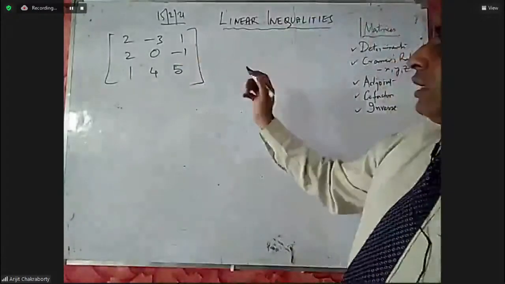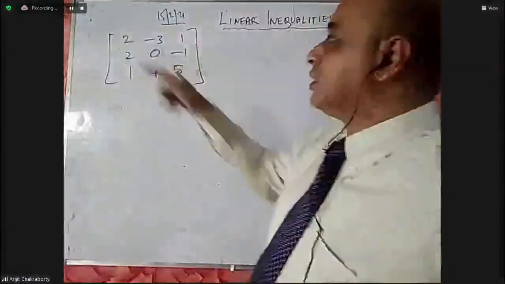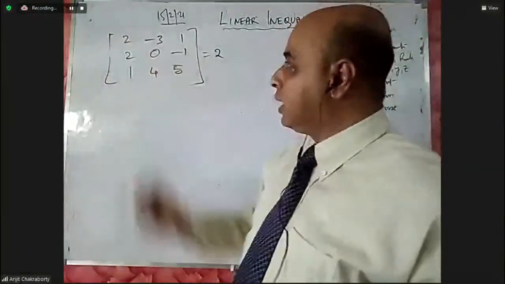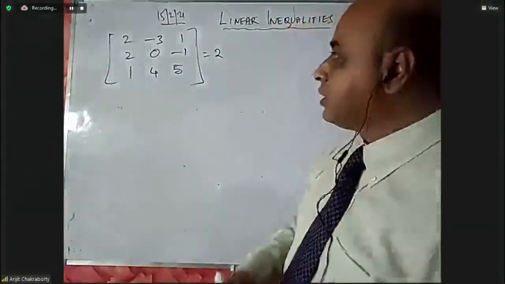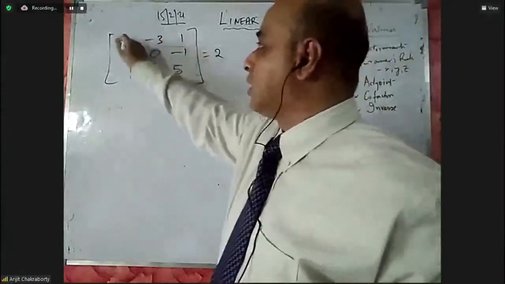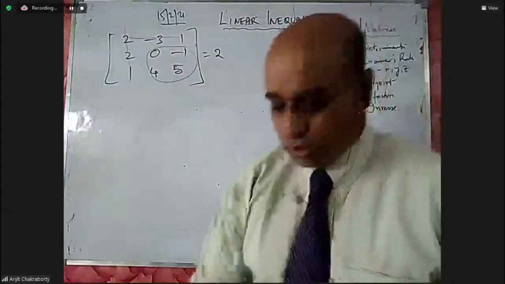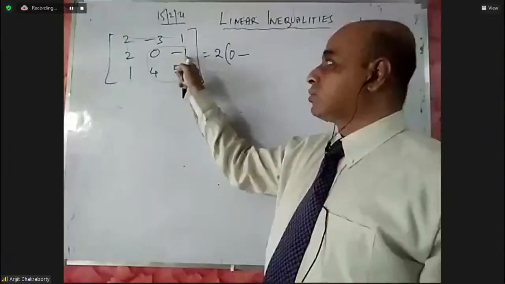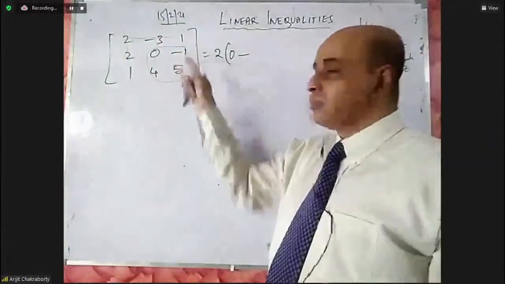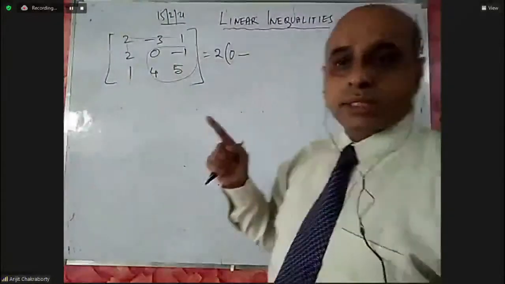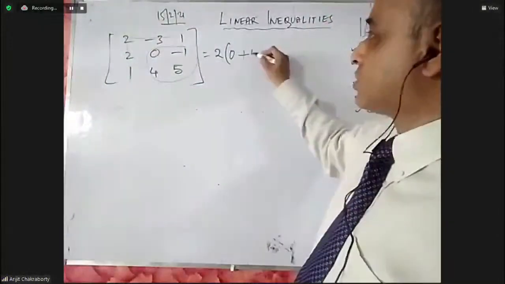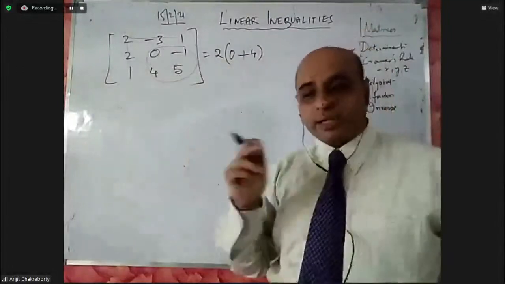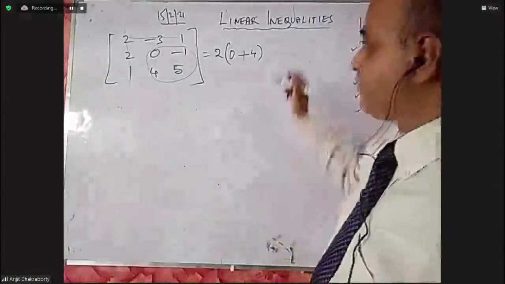Fine. So what to do here? First, we take the first number, row number 1, column number 1. So I will take 2, and then I will consider this particular part because I have blocked these two. So I will take 0 into 5, that is 0, minus of 4 into minus 1. Minus of 4 into minus 1 is plus 4. Please look at the sign. 0 into 5 is 0, minus 4 into minus 1, that is minus of minus 4. This is the first part.